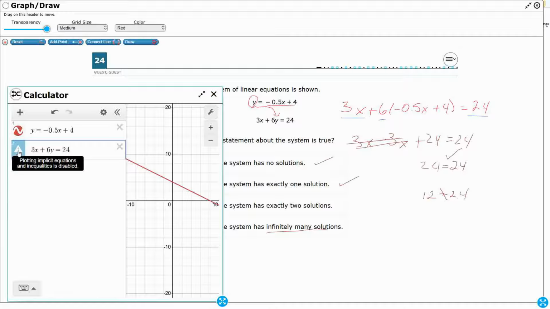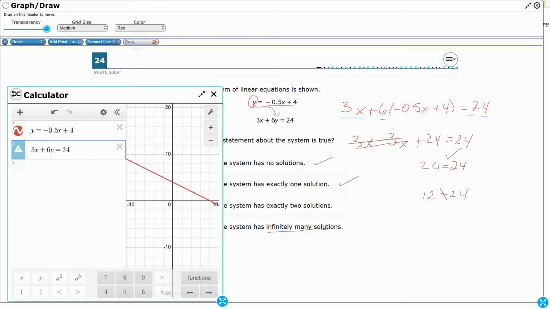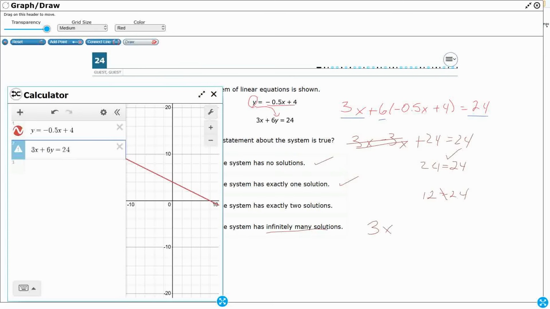It says implicit equations and inequalities is disabled. What does that mean? Well, it means no standard form. Let's go ahead and solve this for slope-intercept form. So 3x plus 6y equals 24. So we're going to take the 3x over here. So 6y equals negative 3x plus 24. And let's divide everything by 6. And so we're going to get y equals negative 3/6 x plus 24 over 6.